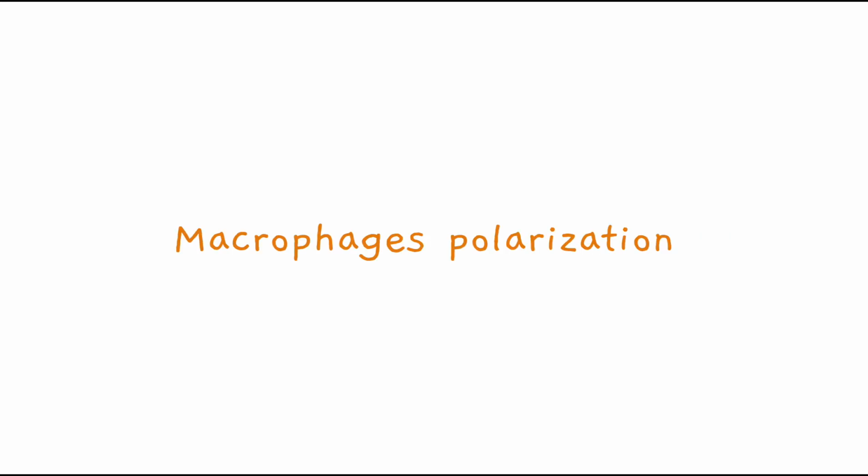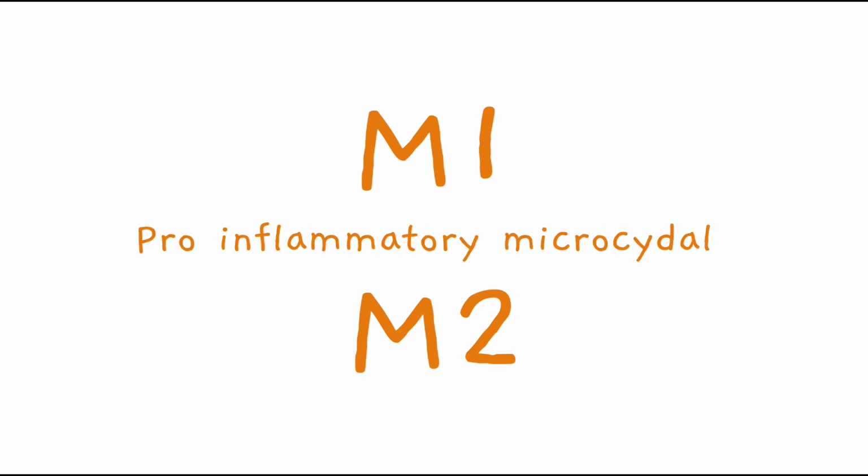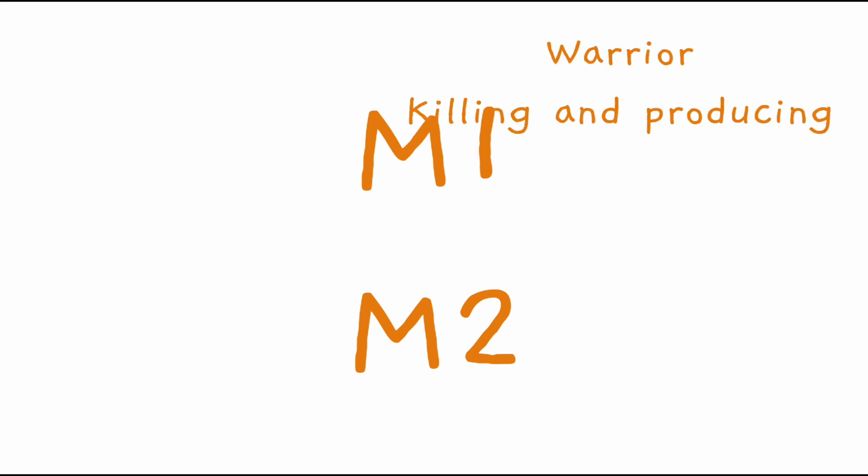So once more about macrophage polarization, in that there are M1 and M2. These are the two types of pathways. M1 triggers cytokines, and its function is pro-inflammatory and microbicidal. M2 also triggers cytokines like interleukin 4 and interleukin 13, and its function is anti-inflammatory and tissue repair. So M1 macrophages are like warriors, killing the pathogens and producing ROS and nitric oxide, and M2 macrophages are the healers. They suppress the inflammation and rebuild the tissues. In that, it is important.